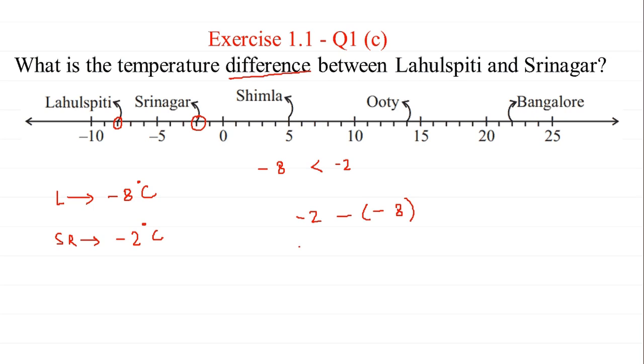So it would be minus 2. Then this minus into minus, it would be plus 8. Now see, one number is negative, one is positive.